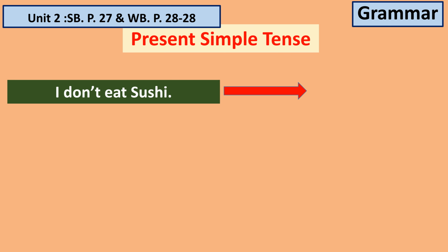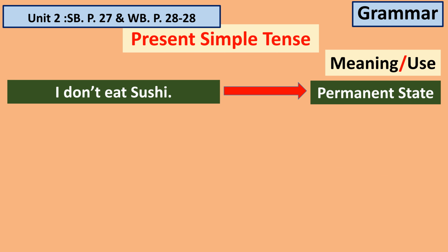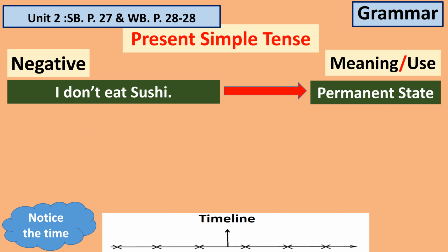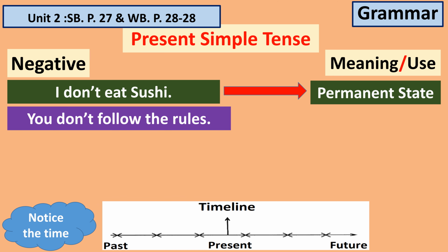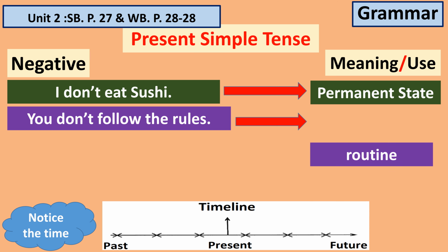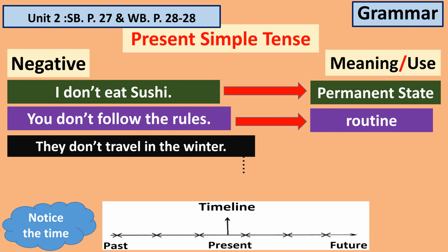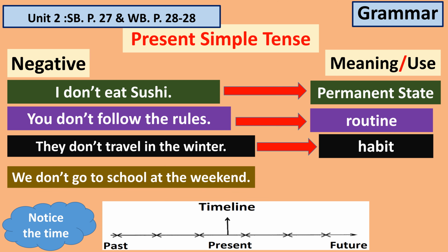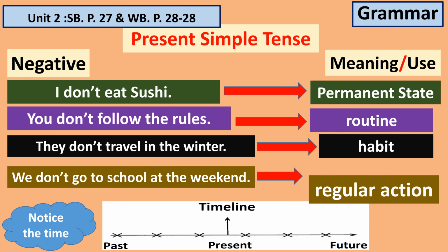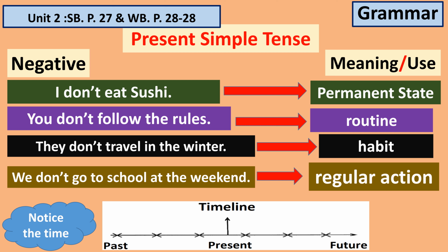I don't eat sushi. This one is a permanent state, and we use the negative form here. I don't. Again we are in the present. Notice the timeline. We don't follow the rules. Yes, it's a routine. They don't travel in winter. Habit. And we don't go to school at the weekend. That's a regular action.